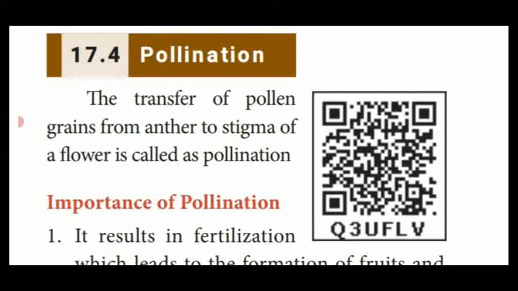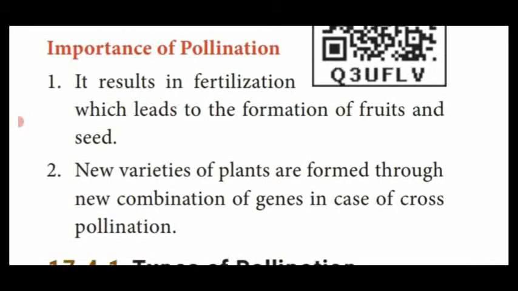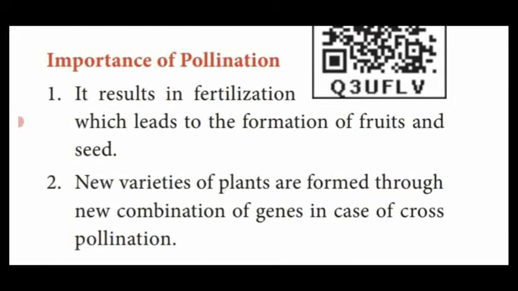So pollination shows certain significance or importance. This is also an important 2-mark and 4-mark question. Importance of pollination. Pollination results in the fertilization process. With the help of pollination only, fruits and seeds are produced inside the plant. So it results in fertilization and also it produces fruits and seeds. That is the first advantage.